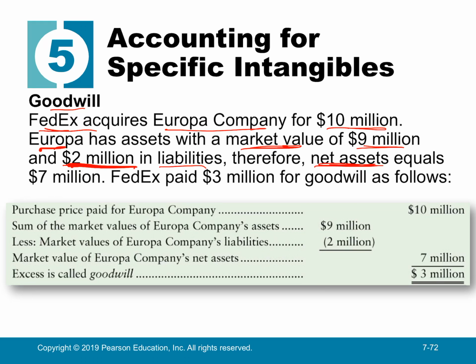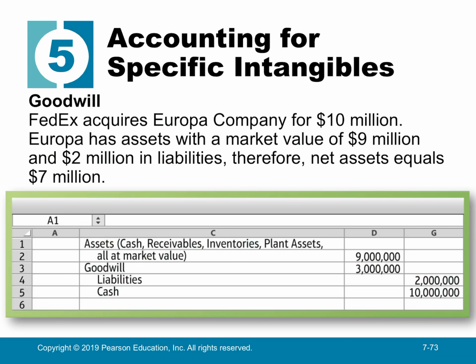So the net assets, assets minus liabilities, are $7 million, and FedEx paid $10 million for this $7 million of assets. So in accounting, we say that this extra $3 million is goodwill. They paid an extra $3 million over what the net assets are worth because there's something special about Europa Company. Maybe they have some special relationship in Europe that FedEx paid extra for, but it's not reflected in their books. And so how would you do the journal entry for this goodwill?